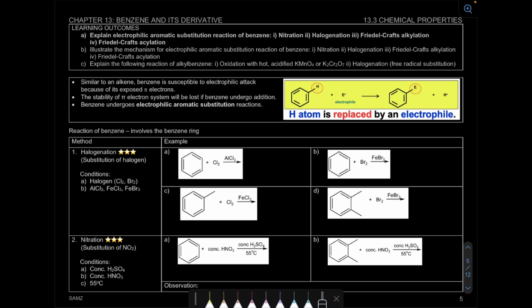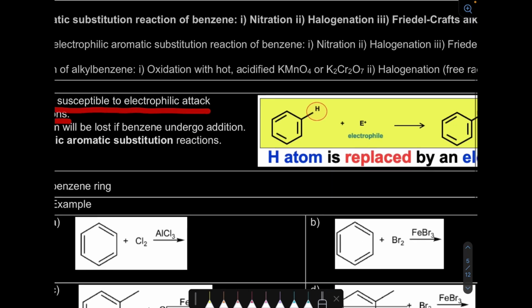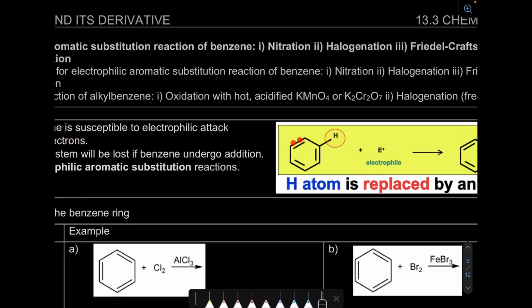Okay, so for benzene, here it mentioned similar to an alkene, benzene is susceptible to electrophilic attack because of its exposed pi electron. So sebenarnya benzene kita ni, for example here we have 4 electron here kan. So sebenarnya our benzene ni is actually a nucleophilic site sebab dia rich dengan elektron. So what would happen, usually the reaction ni kita dengan electrophile lah. Sama juga dengan benzene kita where we have carbon, sama juga dengan alkene kita, carbon-carbon double bond, kita usually akan reaction dia dengan electrophile kita.